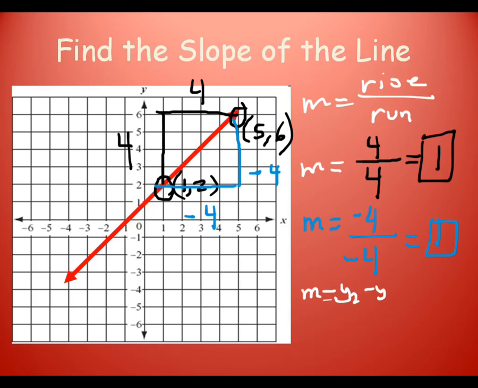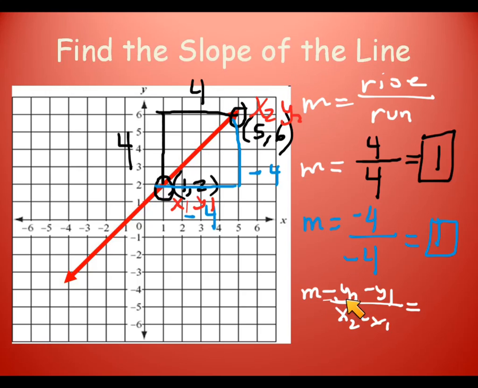y2 minus y1 over x2 minus x1. You could take the second y coordinate minus the first y coordinate, divided by the second x coordinate minus the first x coordinate. So let's use these 2 points that we picked out here. And I'll label this one x1 and y1, and I'll label this one x2 and y2. Doesn't matter which one was which, I just picked them that way.